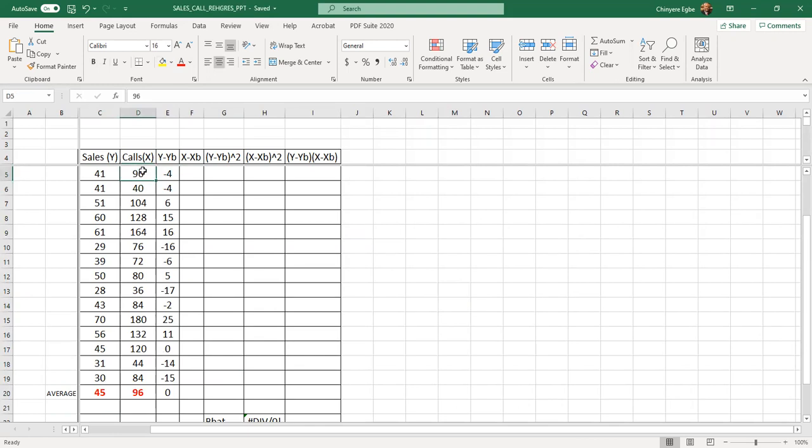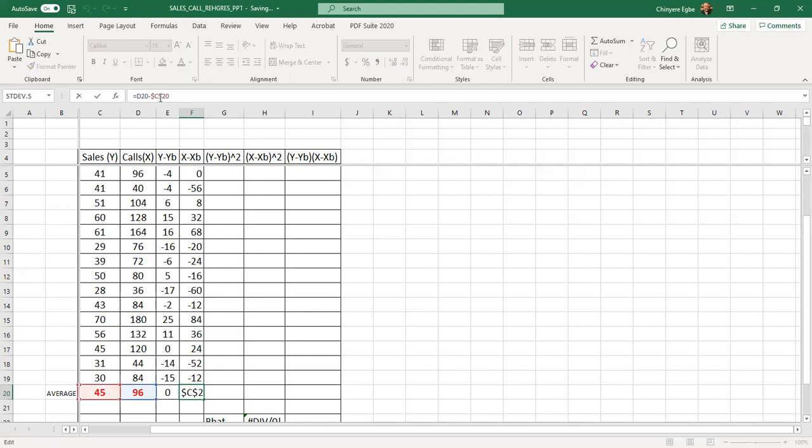And you do the same for the x's. And so we're going to go equals D5 minus $D$20. And we drag it down. Okay. So this is $D$20.